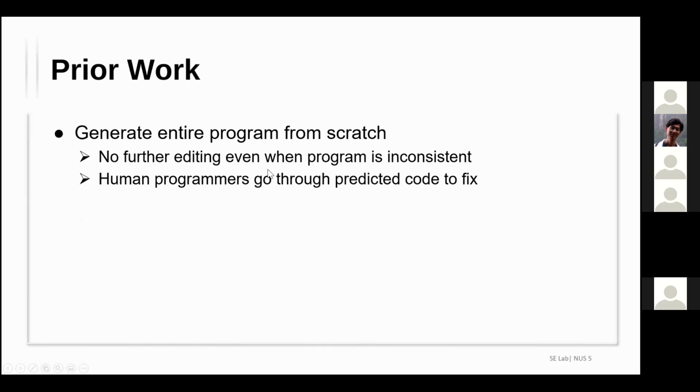Okay, and the second problem is that the current method generates the entire program from scratch. So it just does synthesis to execution. It doesn't actually do any form of debugging. So even when the program is inconsistent, the algorithm just outputs that program. Even if it's inconsistent with maybe 20% of the test cases, it will still output that program. And that's where the man in the loop comes in, to go through the code itself to fix it.